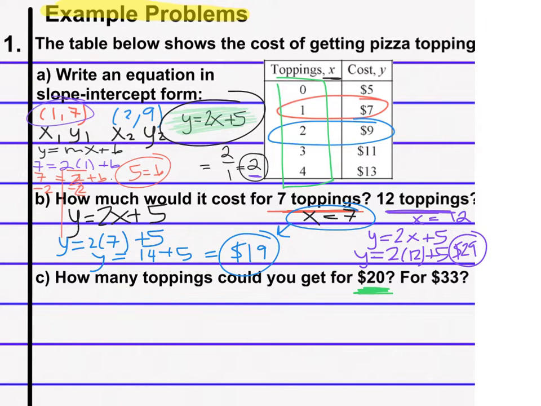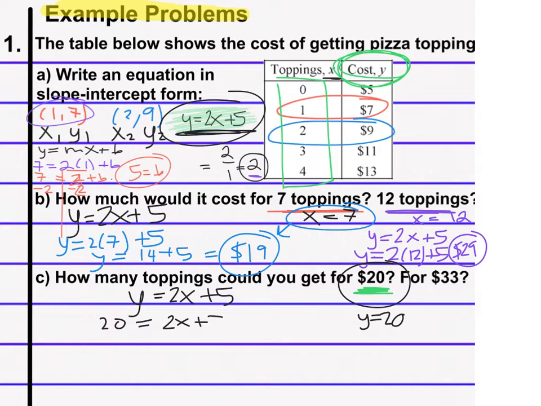All right, part C, how many toppings could you get for $20? So it's similar, but now I'm talking about dollars. In my table, I can see cost, dollars, is y. So I'm still taking my same equation, y = 2x + 5. Instead of putting 20 in for x, I am making y 20. So it looks like this: 20 = 2x + 5.